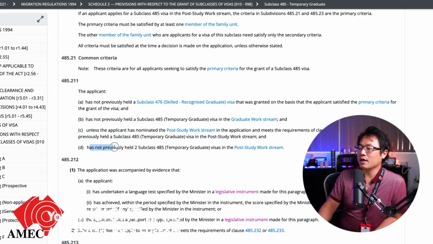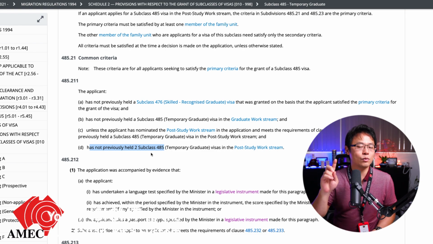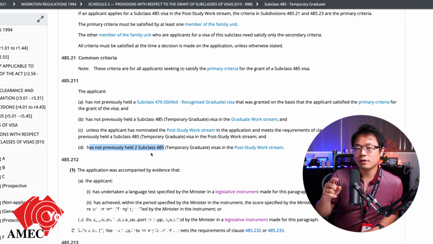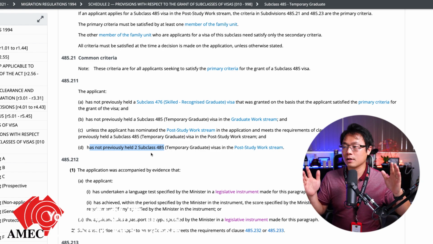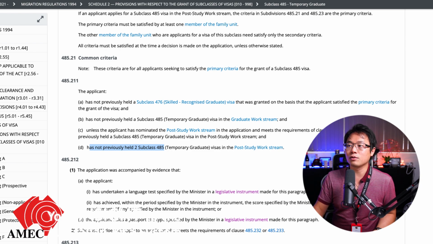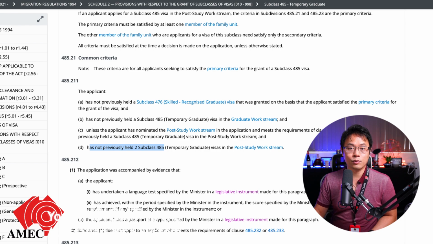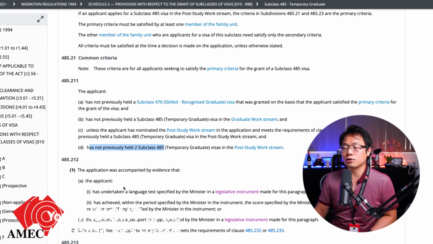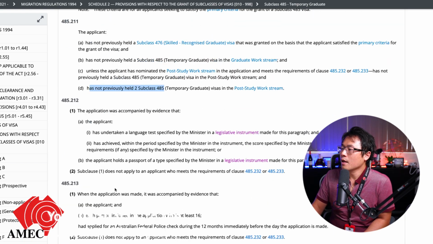Okay, and has not previously held two 485, so you cannot have two, so you can only extend once, not twice, only once, and it depends on the area or where you are. Okay, some regional areas can allow you to extend with 2 years, and most regional areas can only allow you to extend with 12 months additional to the already 2 years PSW given to you.